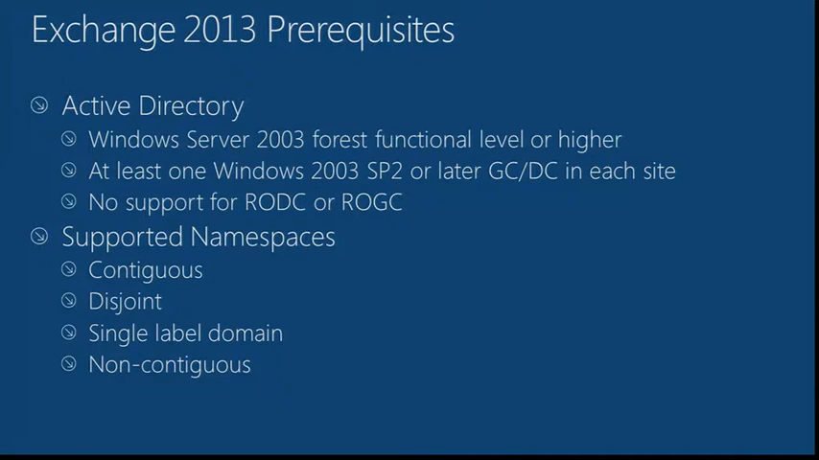Now, how many of you are using read-only DCs or read-only GCs? Okay. The support stance for those is the same as it was in 2010. They can coexist in the environment, but both Outlook and Exchange still need writable directory servers. So you can have them in the environment, but you have to have writable ones in the environment as well. Outlook and Exchange will simply ignore directory servers that they cannot write to. And if they don't have any writable servers, they will not function. Services won't start, and nothing will work.